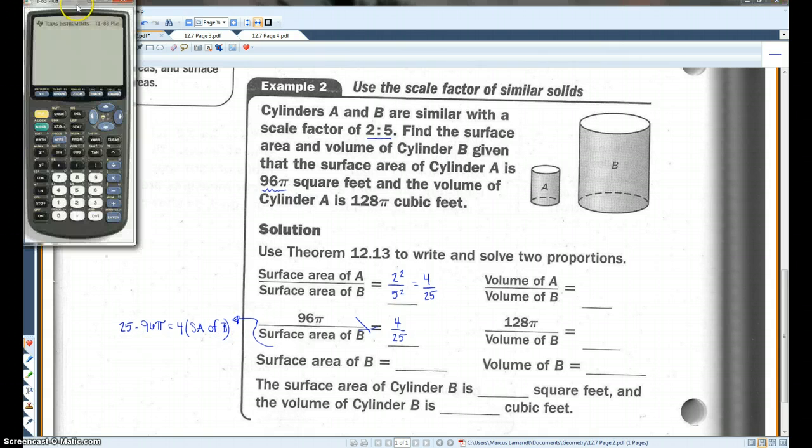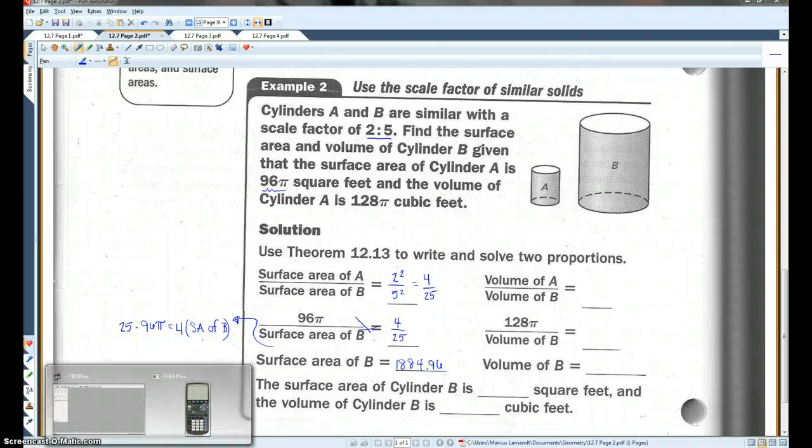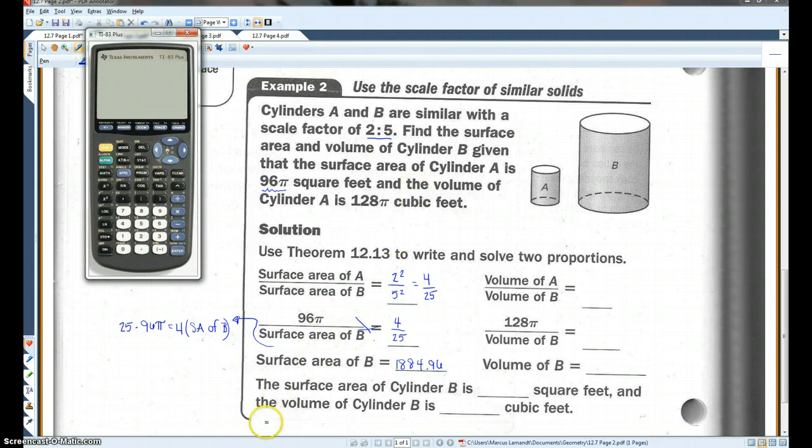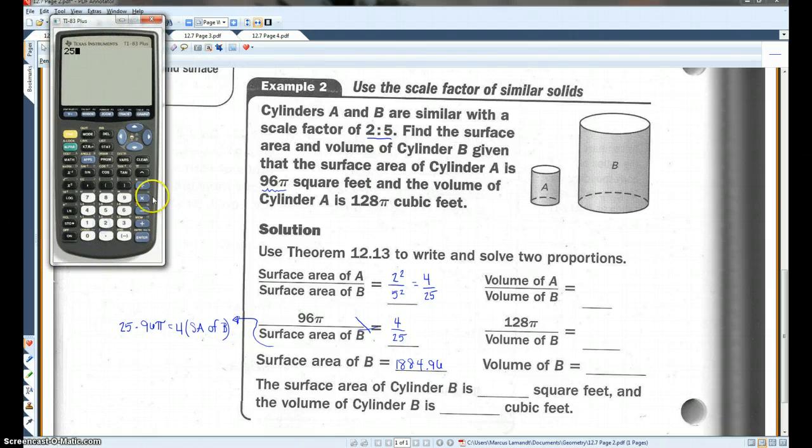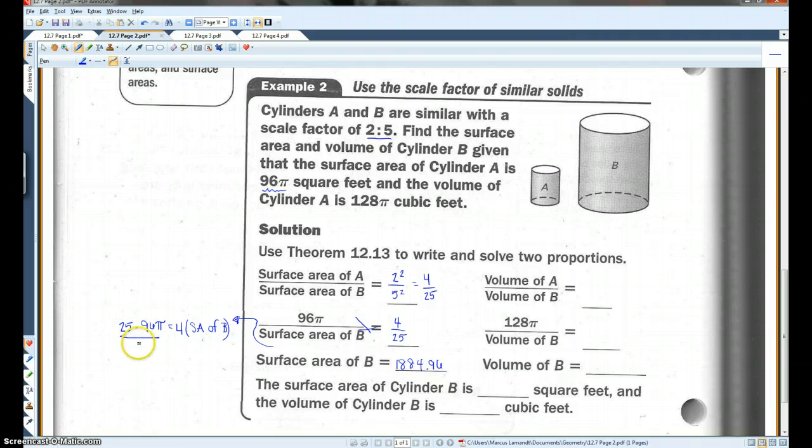Okay, let me get out my calculator. Alright, let's see here. Okay, 25 times 96, and then ultimately we're going to be dividing by 4. 600. So these cancel out, and then I end up with 600 pi. Don't forget the pi. That's your surface area of B. So the surface area of B is 600 pi square feet.